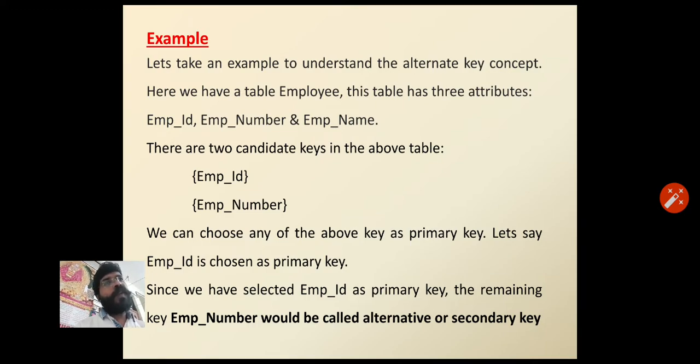If we choose employee number as the primary key, then employee ID is called the alternate key or secondary key. So the remaining keys, other than the one we choose as primary key, are called alternate keys.